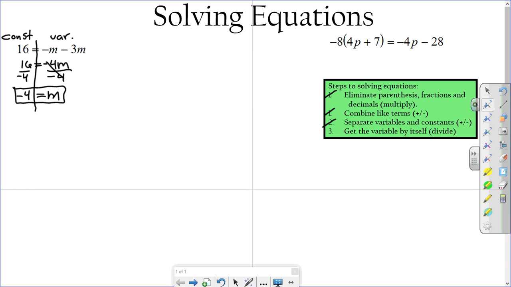Many of you have the idea that the variable, the letter, should be on the left side. It doesn't matter where it is, just keep it there. So m is equal to negative 4.